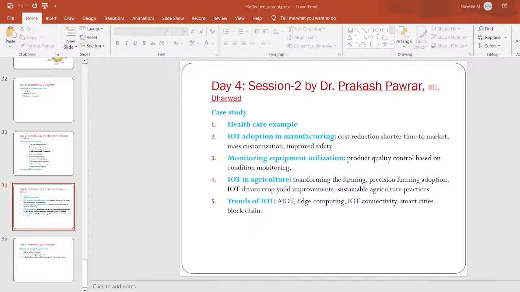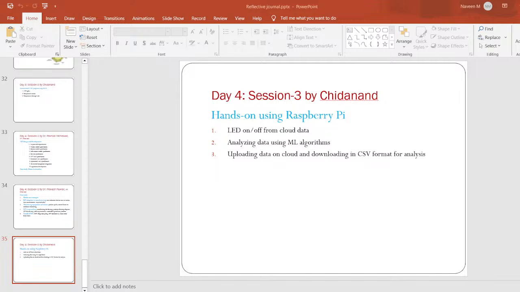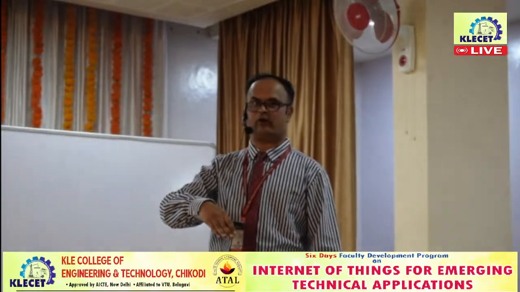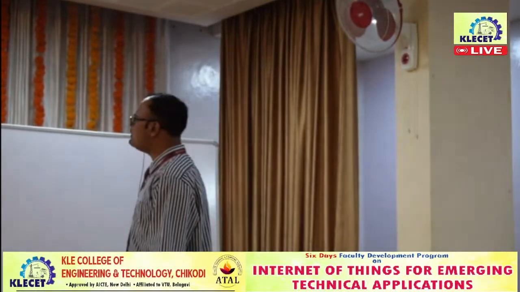Then in the next session, again it was a hands-on in the same hall by Chidanand. He used a Raspberry Pi for that. On the previous day, he used ESP32, and this day he used Raspberry Pi as a toolkit, and he demonstrated the same examples, right? Temperature sensor on and off, and apart from that, how to move the data from your end device to the cloud and download that data in a CSV format from the cloud. So this is what he told on that day.